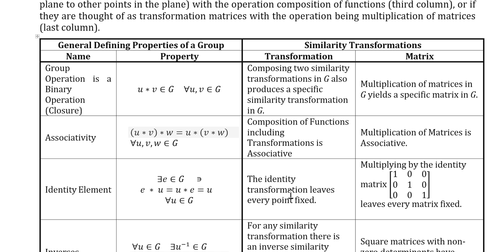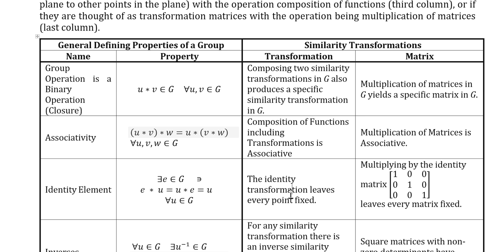Well, we know what it is. In transformations, the identity transformation is the transformation that leaves every point fixed. When it's composed with any other transformation, you just get the other transformation.